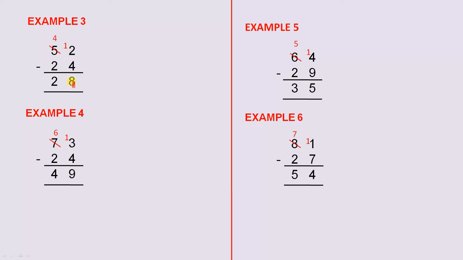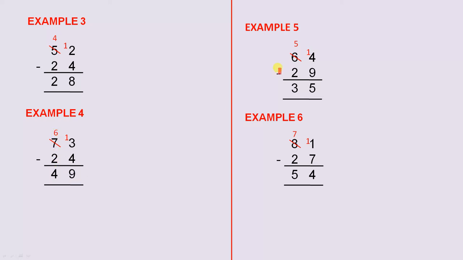12 take away 4 is 8. 4 take away 2 is 2, so the answer is 28. 73 take away 24. 3 take away 4 we can't do. So we take off one of the 10s. We're left with 6. Now we have 10 ones here. So that's 13 ones take away 4 is 9. 6 take away 2 is 4.